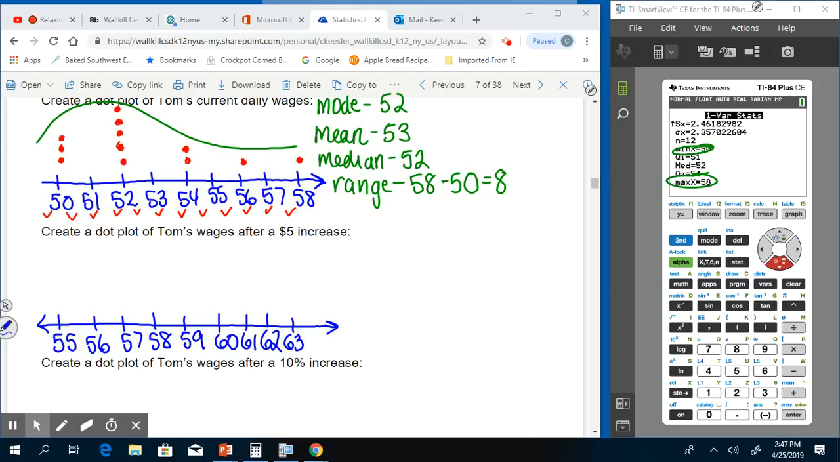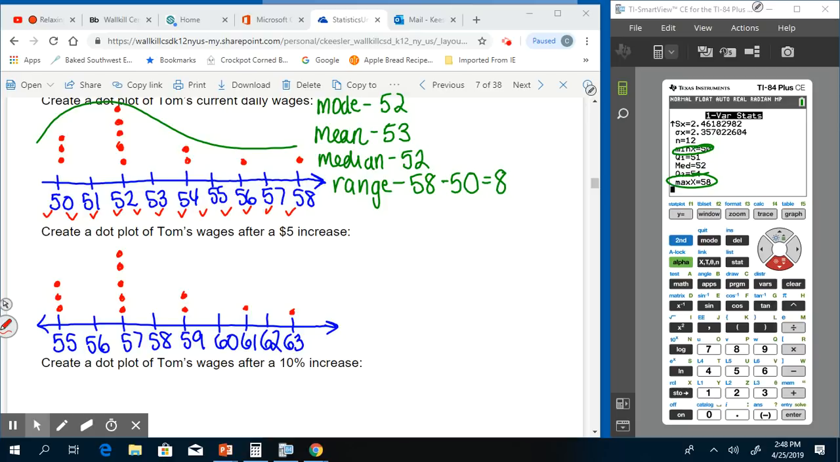And we're going to change our dots to fall into this category. So now again, our 55 is $5 more than 50, so we're going to have 3 dots there. Then our 52 plus 5 is 57, we're going to have 5 dots there. 54 plus 5 is 59, so 2 dots there. 56 plus 5 is 61, so 1 dot there. And 58 plus 5 is 63, so 1 dot there.